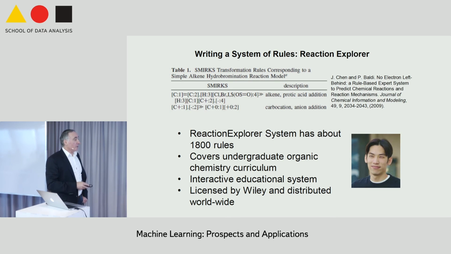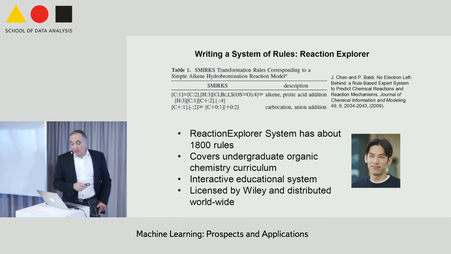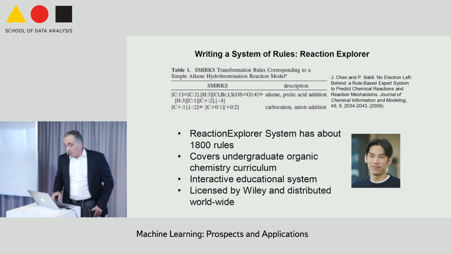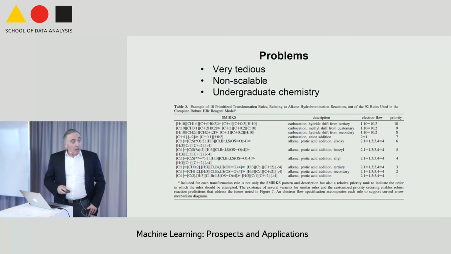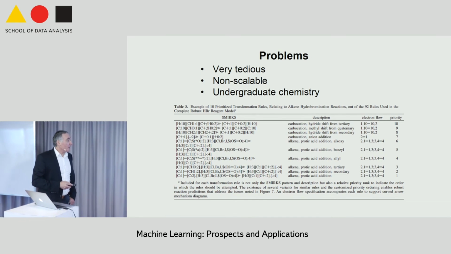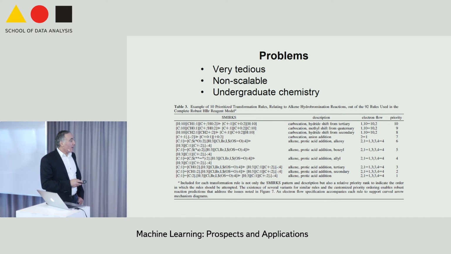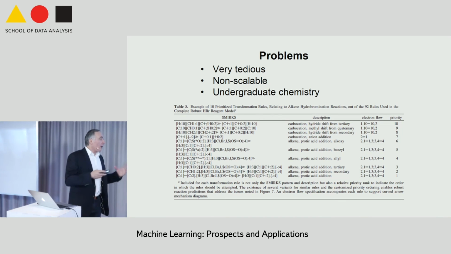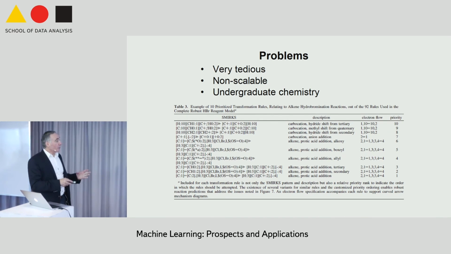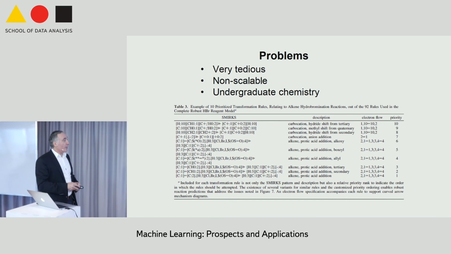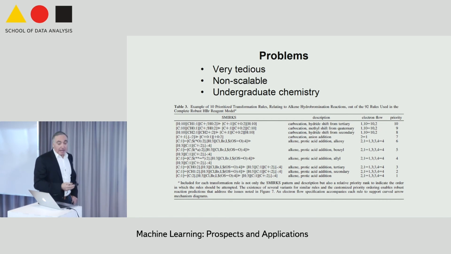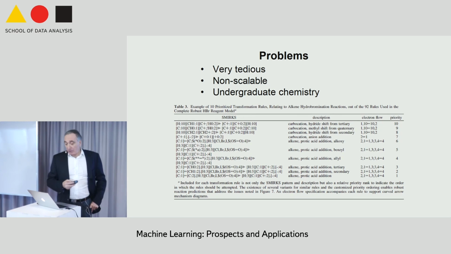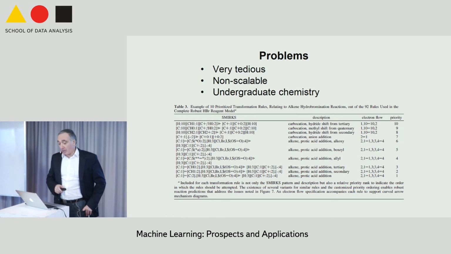So we started a small company, and this system called Reaction Explorer, you can find it on the web, is distributed by Wiley now worldwide. The problem with writing rules is that it's very brittle. You get a very complex system of rules for one class of reactions. And now if you try to expand the system, if you want to do graduate level chemistry, you add a new rule, you have to check that it doesn't break any of the previous rules. And adding rules has to be done by hand, which is also very tedious and not scalable.